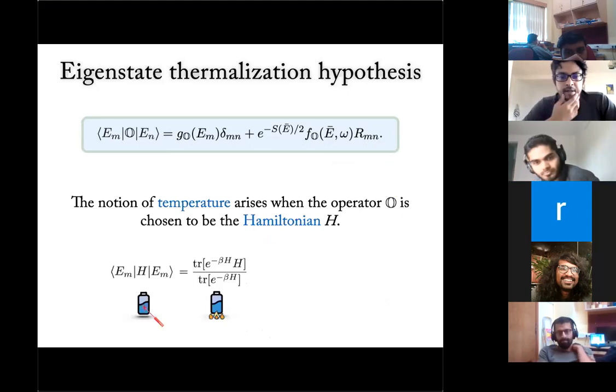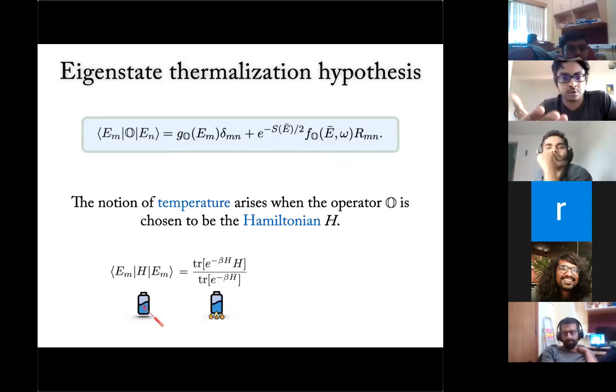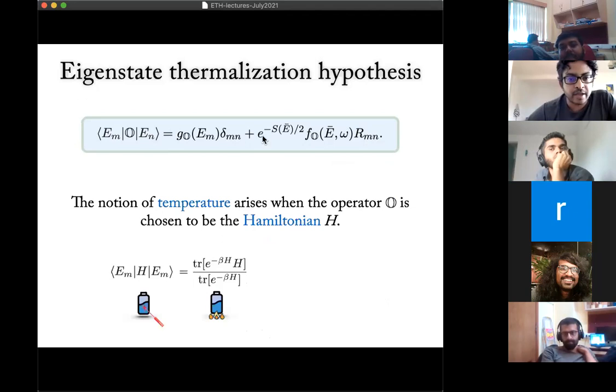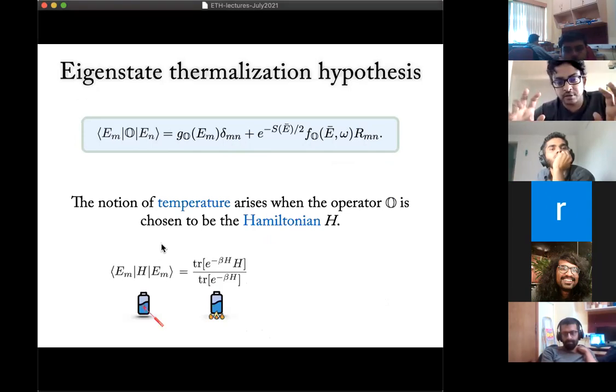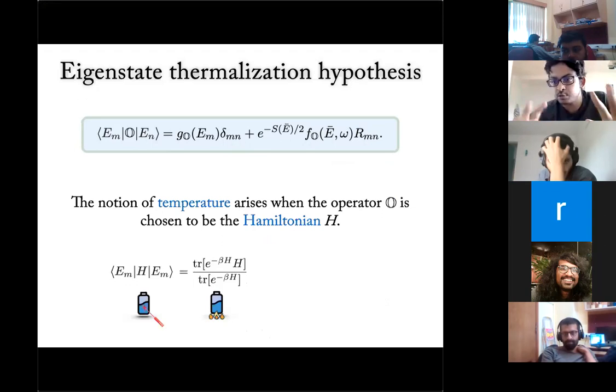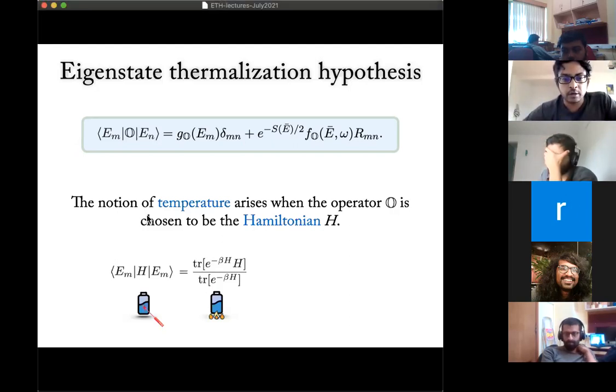Okay, so let me mention how the notion of temperature arises. We have this ETH ansatz, but we want to equate, quote unquote, a mixed state to a pure state. So there should be an effective notion of temperature of a pure state. And the notion of temperature arises when you take this operator O to be the Hamiltonian itself.